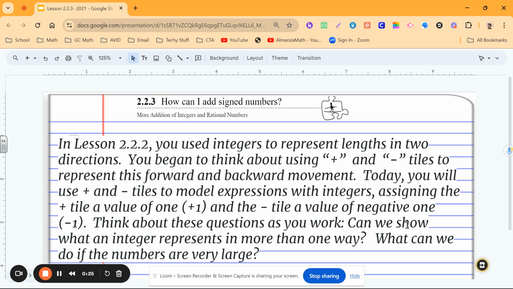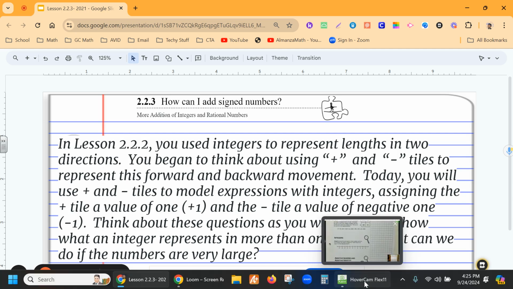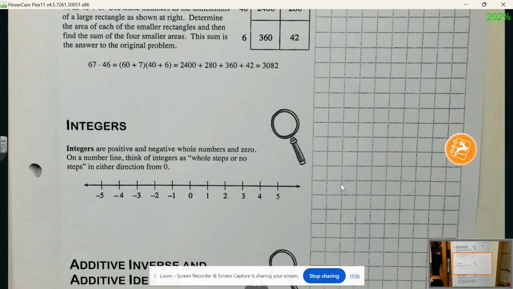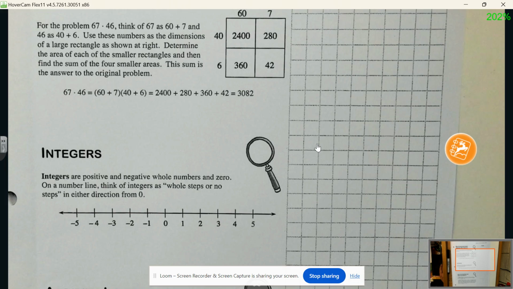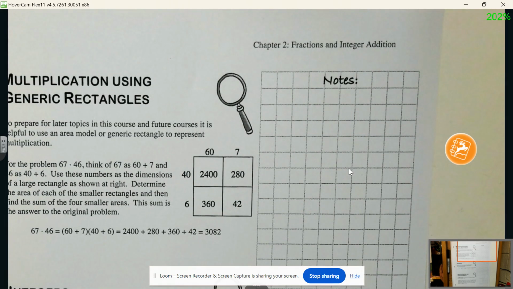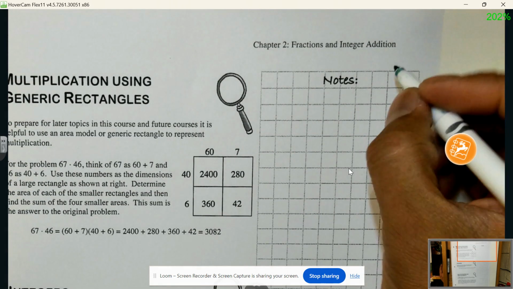And one thing we need to think about is, can we show it in more than one way? What do we do if the numbers are very large? We don't want to be drawing tons of positives and negatives and having to count them. So this is day 2 regarding integers, and this is lesson 2.2.3.